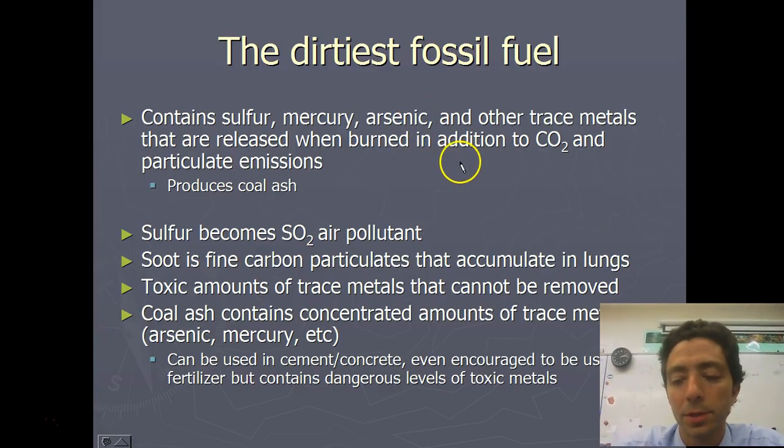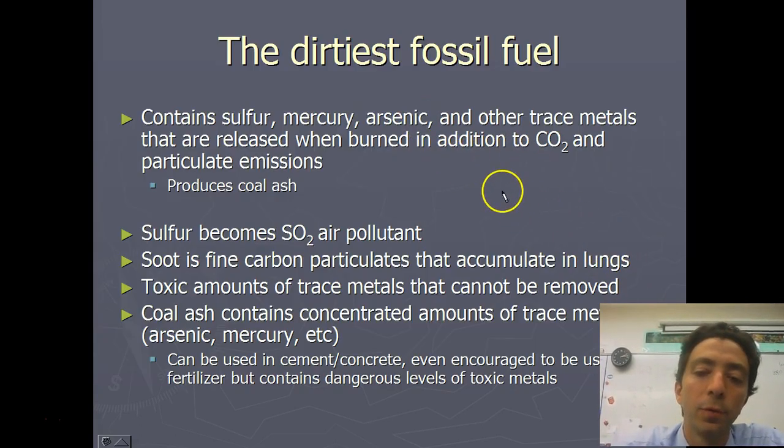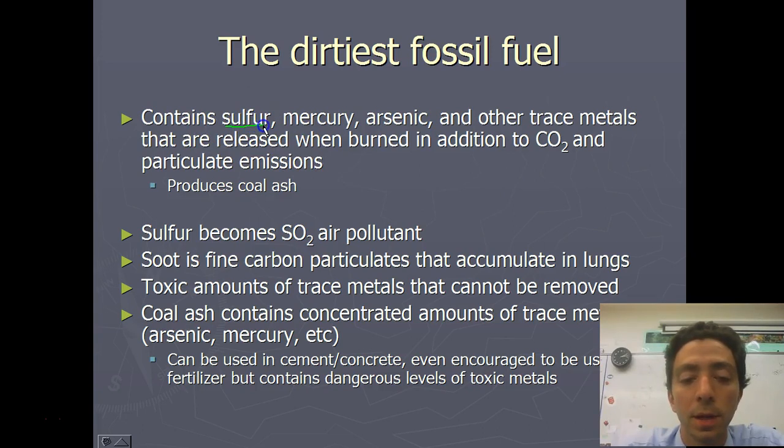Coal is known as the dirtiest fossil fuel. It's in rock form, and so these little rocks of coal are going to contain a lot of nasty stuff. Sulfur is a big one in terms of air pollution, but you also have mercury, arsenic, and trace metals that get released when it burns. After you burn it too, you're left with coal ash, which is another toxic substance, mostly because it contains a lot of mercury and arsenic in it as well.